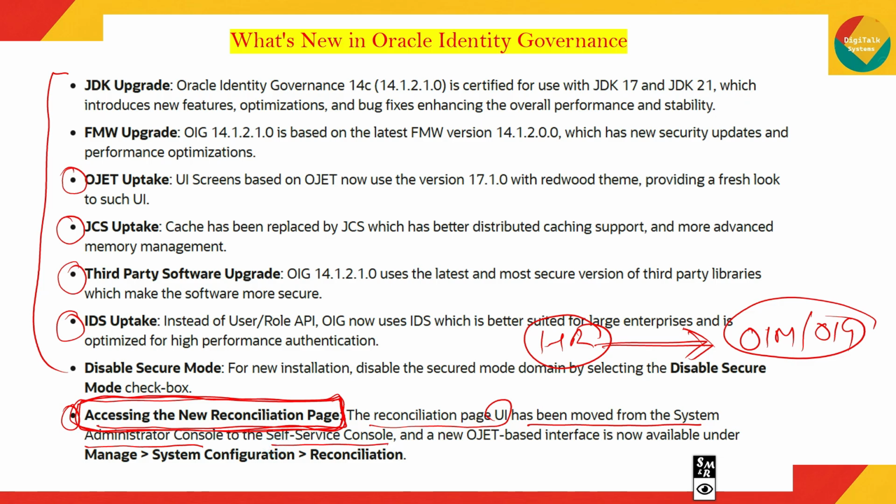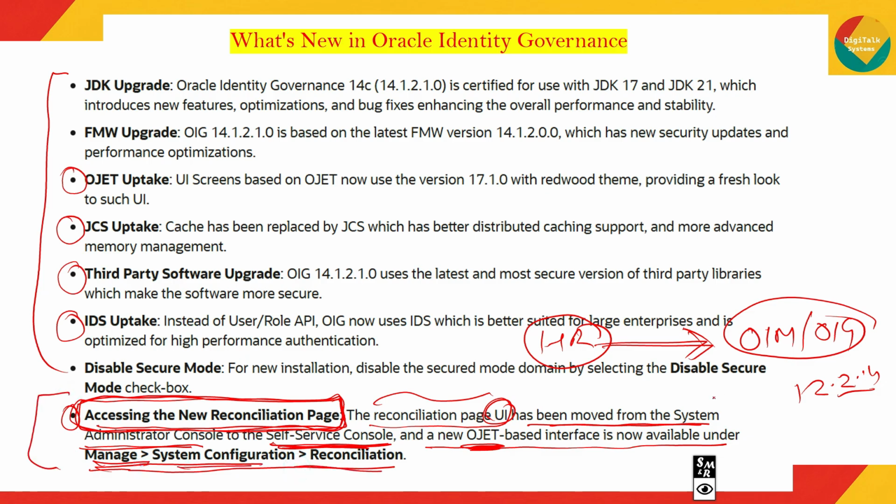So this is a very major change here. The reconciliation UI, which was in the system administration console till 12.2.1.4, is now moved to the self-service console. A new OJET based interface is now available under manage system configuration and reconciliation. As I said, the UI has been enhanced to be OJET based, and you will find this UI inside manage system configuration and reconciliation. So this is one of the major changes that you will feel in 14.1.2.0, where your reconciliation page has been moved to a different location.